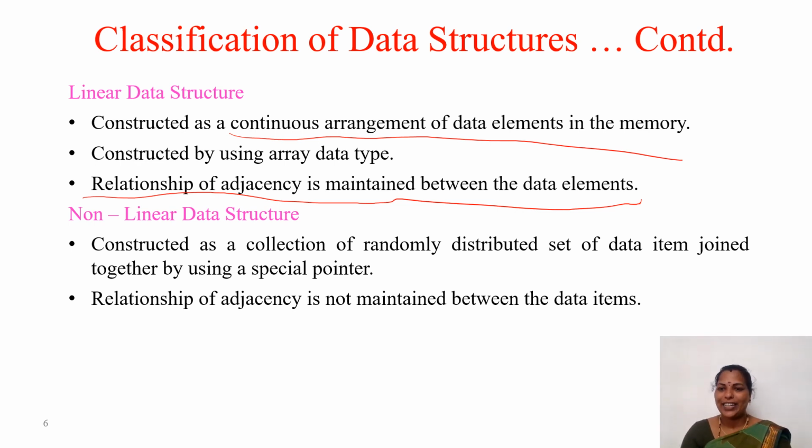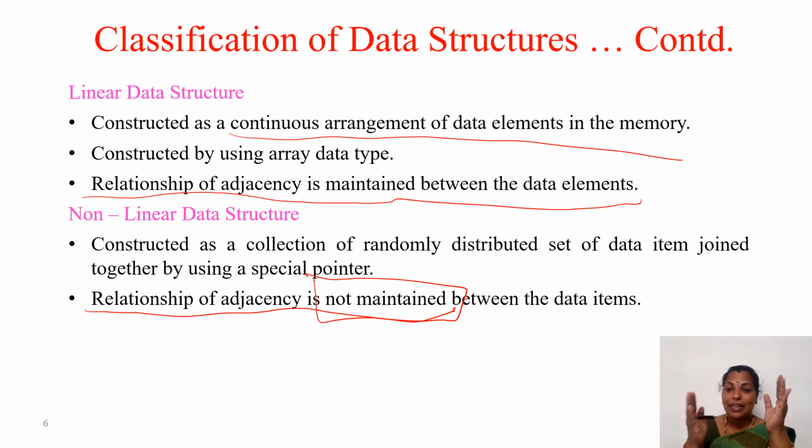Coming to the non-linear data structure, it is the opposite of the linear data structure. So you can define it now without knowing this; it is just the opposite of that. It is constructed as a collection of randomly distributed set of data items joined together by using some special pointer. And here the relationship of adjacency is not maintained between the data items. This is very important. So the difference between linear and non-linear is, in the linear, the relationship of adjacency is maintained, but in the non-linear, the relationship of adjacency is not maintained. That is the main difference.